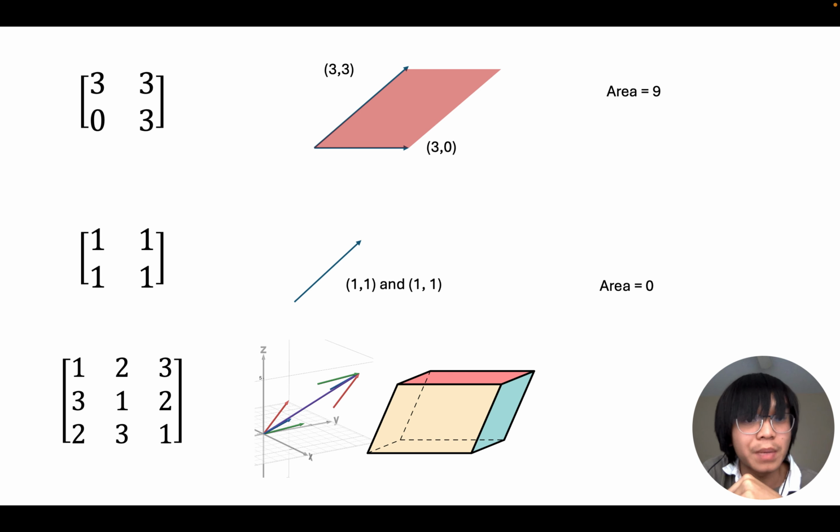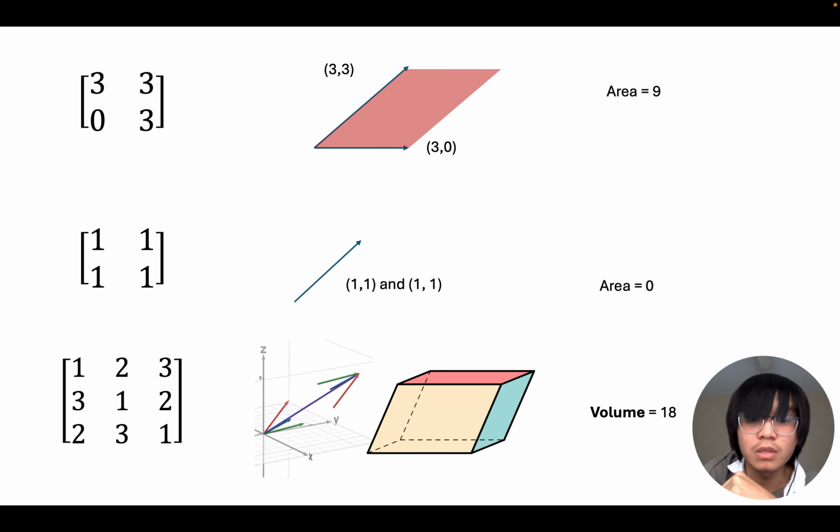Here we have a 3 by 3 matrix, and for 3 by 3 matrices, we're actually looking at the volume, right? Instead of the area, it's now the volume of its parallelepiped. That's such a funny shape to say. But after some calculations, we get that its volume is 18. All right.